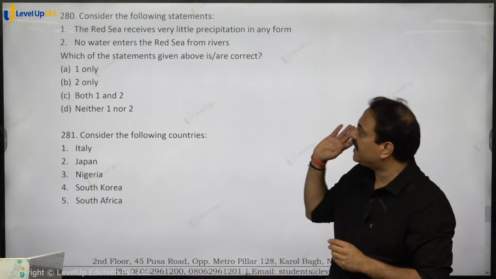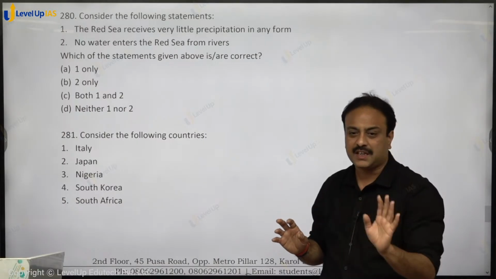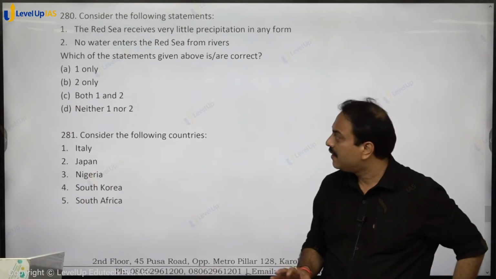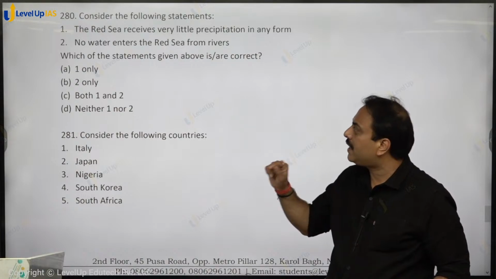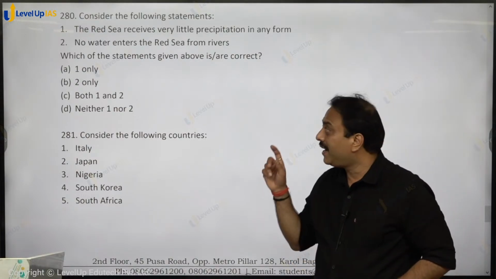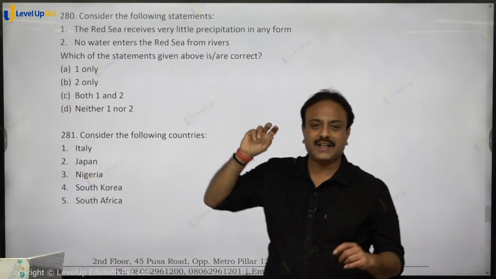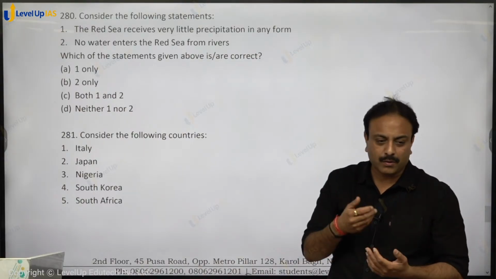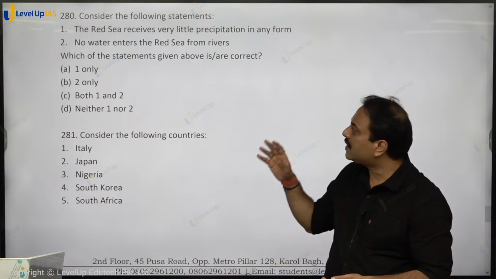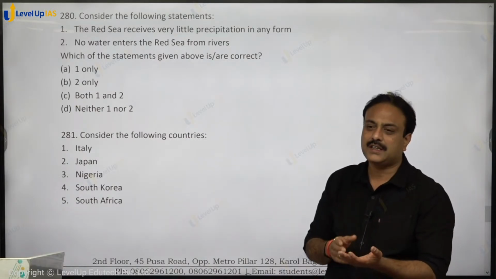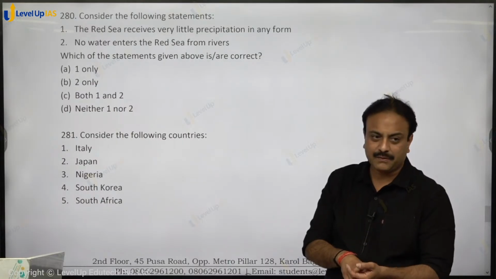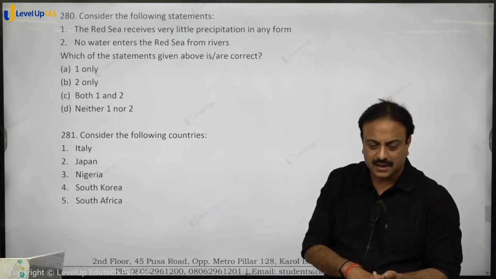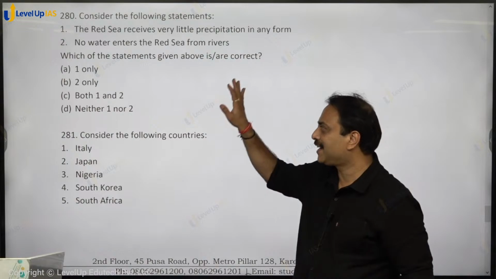They are saying that Red Sea receives very little precipitation in any form. This is correct. The total precipitation taking place in that region is less than 25 centimeter. So it is very little. Correct. Second statement is saying that no water enters the Red Sea from rivers. When you don't go into the micro details, then there are seasonal rivers which are flowing in Red Sea. But in general, no mega river or no big river is flowing in Red Sea. So no water enters the Red Sea from rivers. It should be considered as correct or not correct. It is dicey. What UPSC will decide, for that we have to wait for 1 to 1.5 months. But right now, we will consider both the statements as correct.